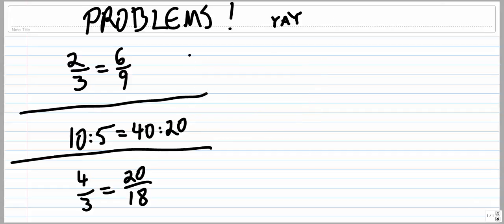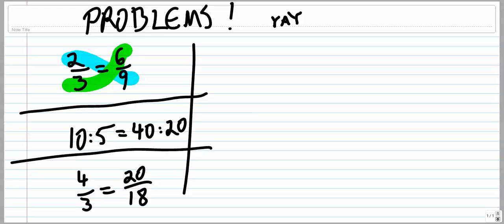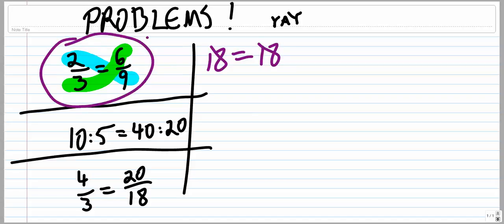Okay, so let's check these out and let's see if they are proportional or not. So we'll look at this one first, and we'll do the cross multiplying trick. We'll go that times that, and we'll go this times this, and we'll see what we get. We get 2 times 9, that's 18. And we get 3 times 6, that's 18. Since these two fractions equal each other, then yes, it is proportional. Okay?